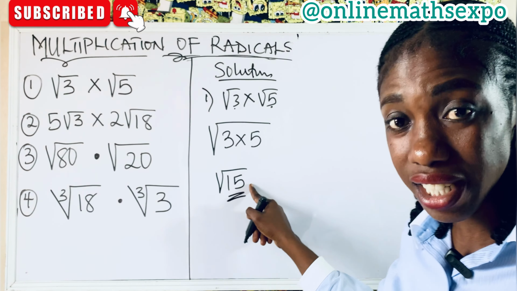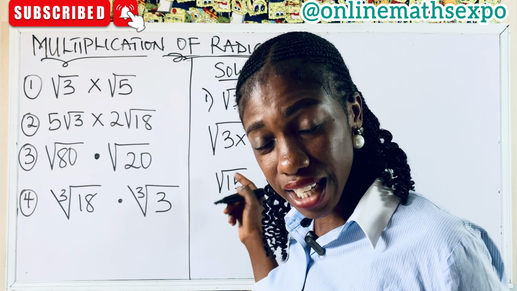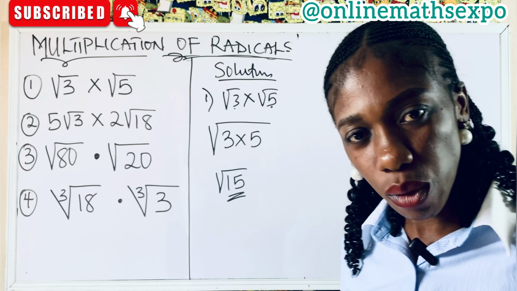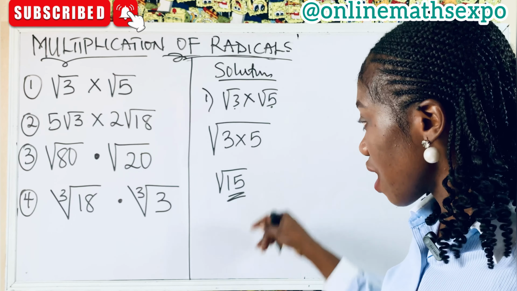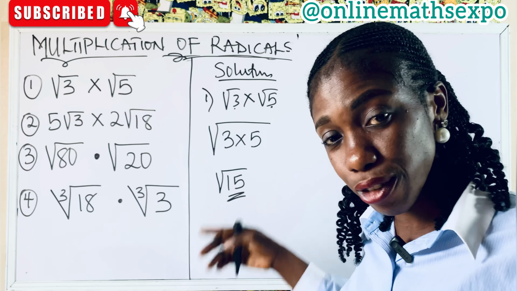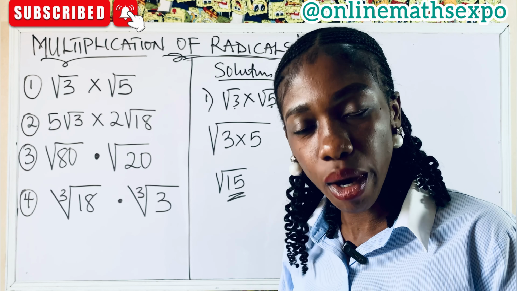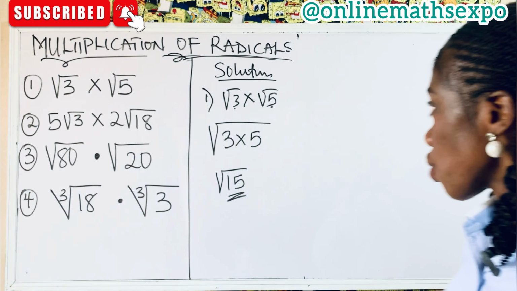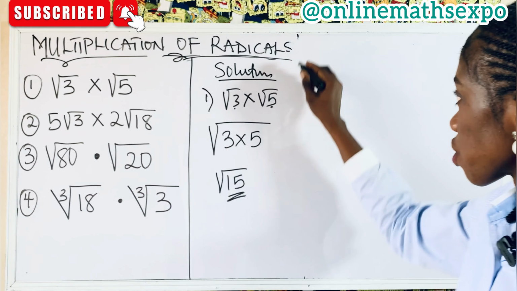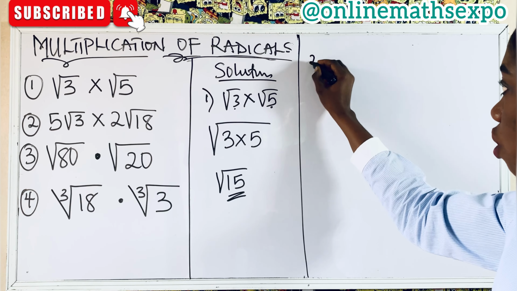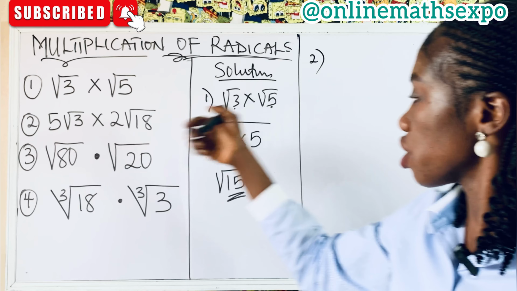And root 15 is a prime root, okay? It is a prime surd. It cannot be reduced. Why? Because there is no perfect square in this. You can follow our previous tutorials to know more about perfect square, okay? So that is the solution to the first question. Now let's look at the second question. In the second question, this is what we have.